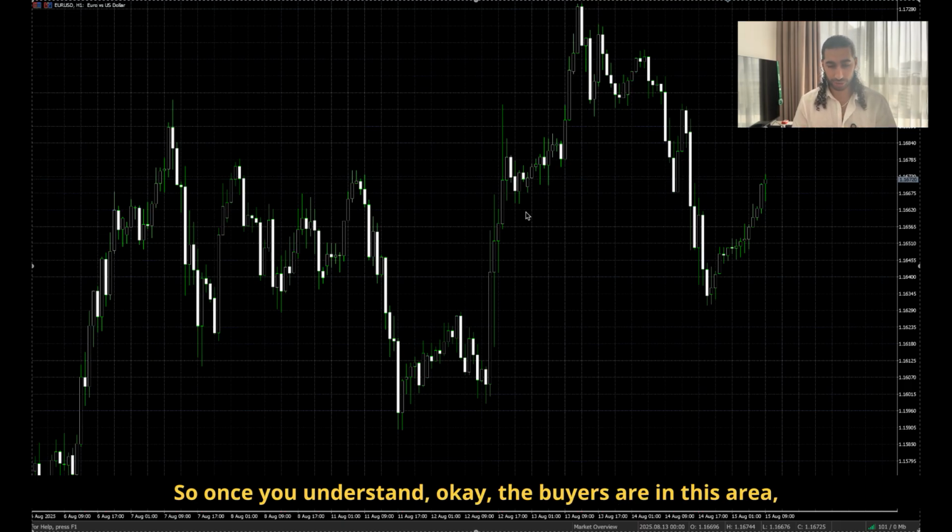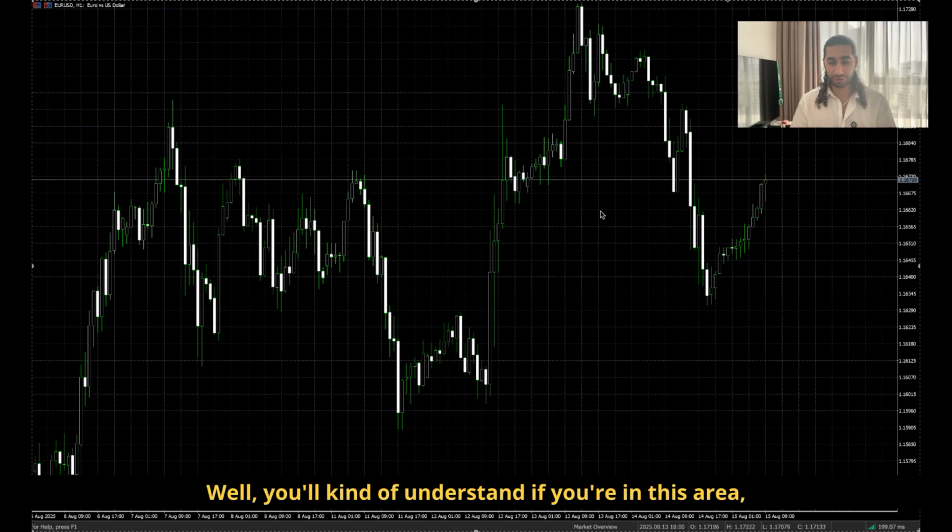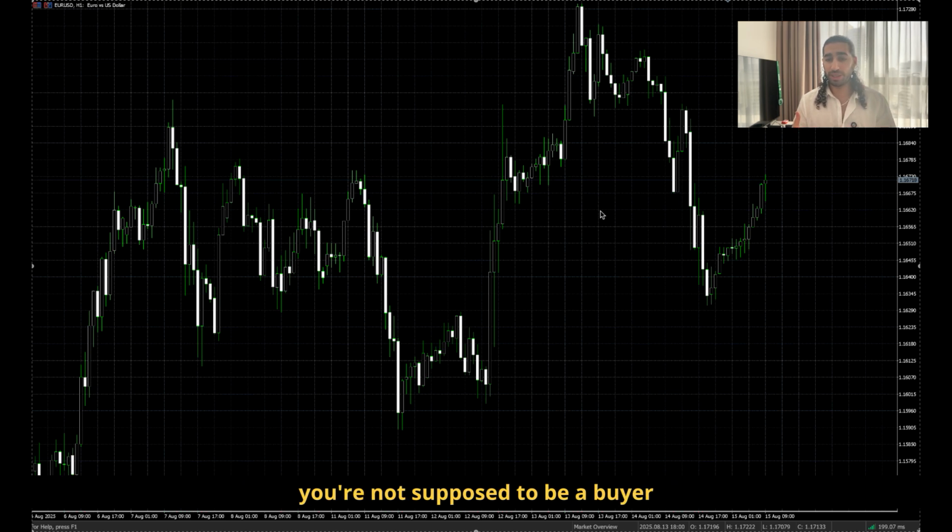So once you understand, okay, the buyers are in this area, the sellers are in this area, for example here, the buyers are in this area down here, the sellers are in this area up here, you'll kind of understand if you're in this area, you're not supposed to be a buyer. And if you're in that lower area, you're not supposed, quote unquote, to be a seller. And if you are, it might be more risky, so you need more confirmations.